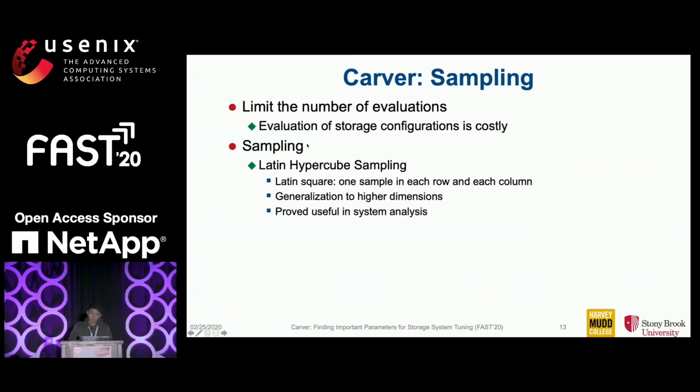Given the large parameter space and the time needed to evaluate a single storage configuration, we must limit the number of experimental runs required for selecting important parameters. Therefore, Carver needs a sampling method that can cover this space uniformly and comprehensively. We decided to apply Latin hypercube sampling. In 2 dimensions, a square grid containing samples is a Latin square if there is only one sample in each row and in each column. And this definition can be generalized into higher dimensions. Latin hypercube sampling has proved to be useful in many types of system analysis.